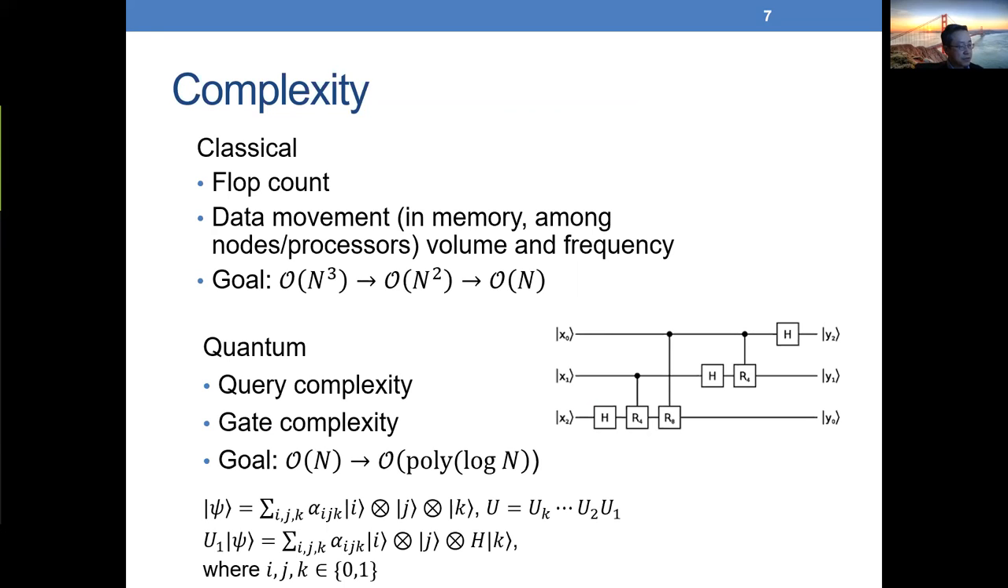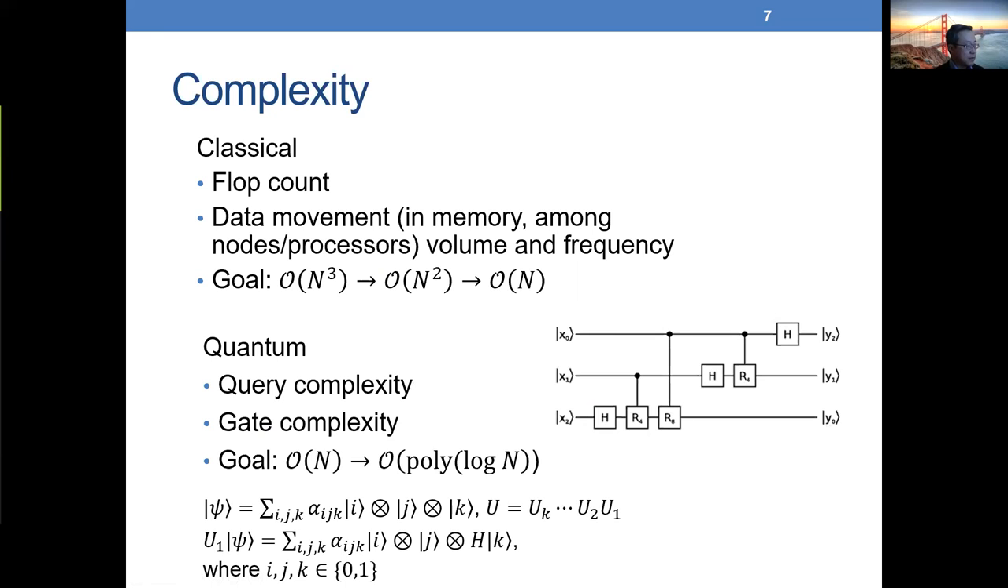So what is query complexity? Query complexity refers to this: if you have a quantum circuit which represents a unitary matrix, in a quantum algorithm you may have to access U multiple times, okay? Maybe, like in a Grover search algorithm, you have to access this multiple times. So the query complexity basically refers to how many times you have to access a certain unitary. And then the gate complexity refers to how many elementary gates you have in a quantum circuit representation of a unitary.